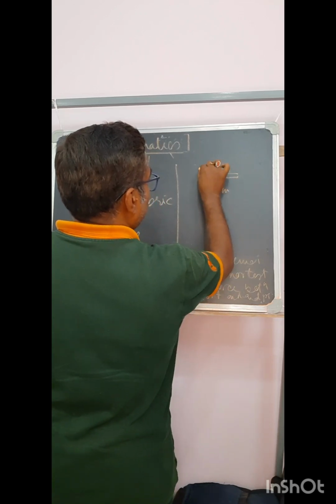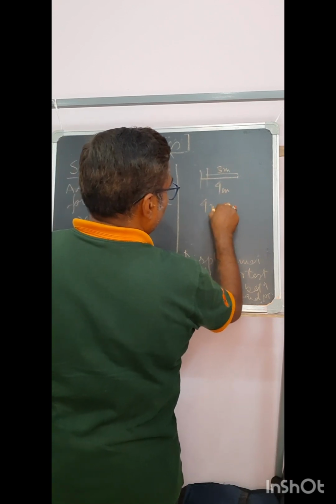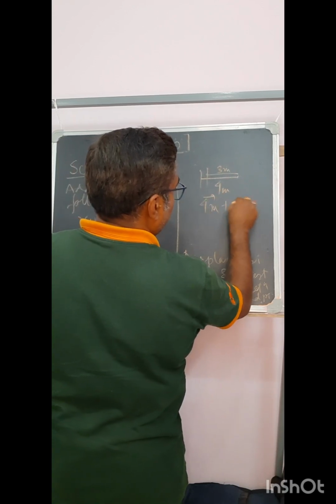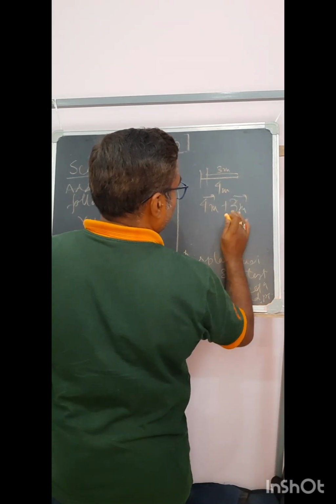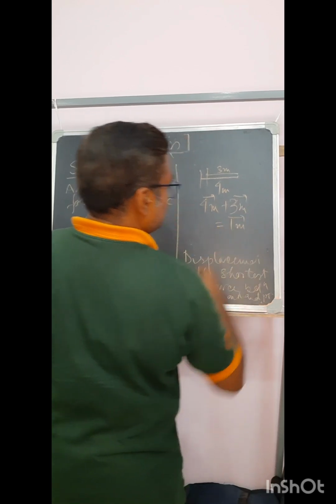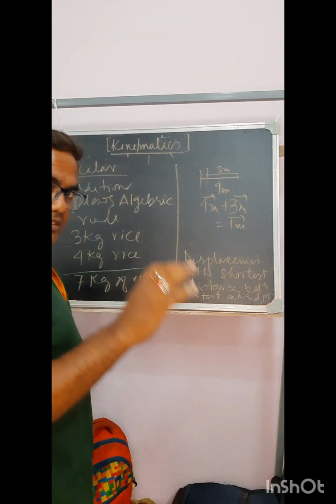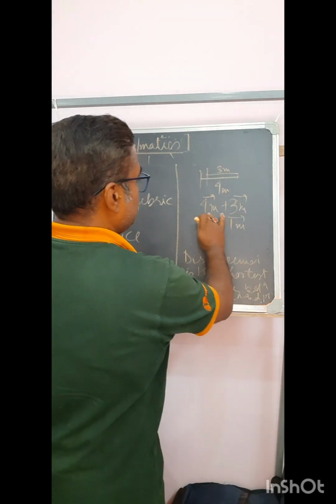Now what is the ultimate distance between this? This will be 4, because this is a vector. If I add the 4 and 3 meter, that will give you 1 meter displacement. I am not considering the sign right now. I am just considering the vector.